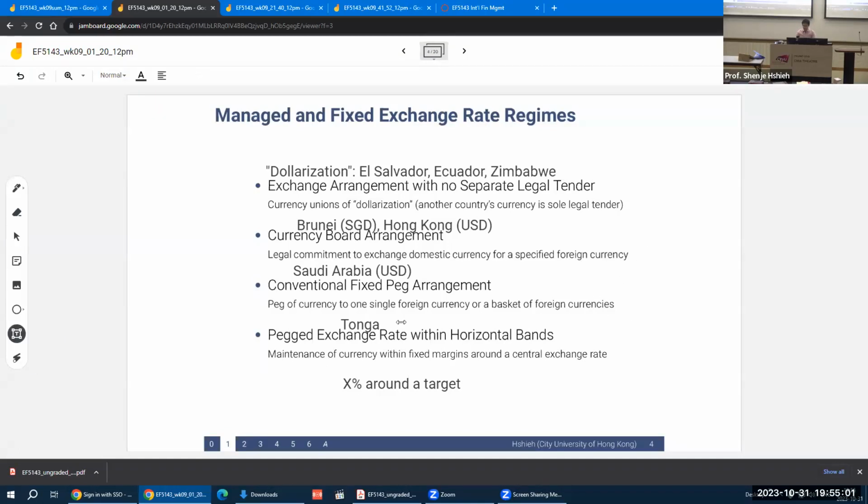So maybe I'll also write Hong Kong, also Hong Kong to some extent, but there's no target. Hong Kong is different because they have a band, but there's no target. So you can think about it. It's close.